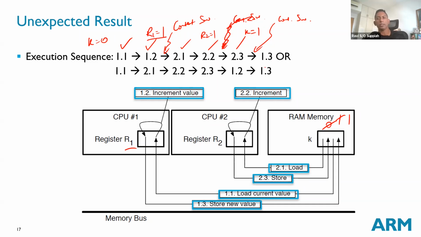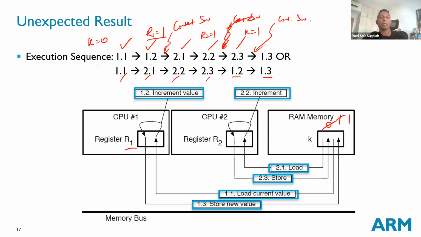That is an issue over here, because I would have expected the k value to become 2, but now it has become 1, even though I have run the increment function 2 times. Again, this is just one scenario. This is another scenario where I load again, and then after I load into R1, task 2 runs. So task 2 completes, and then task 1 carries on.